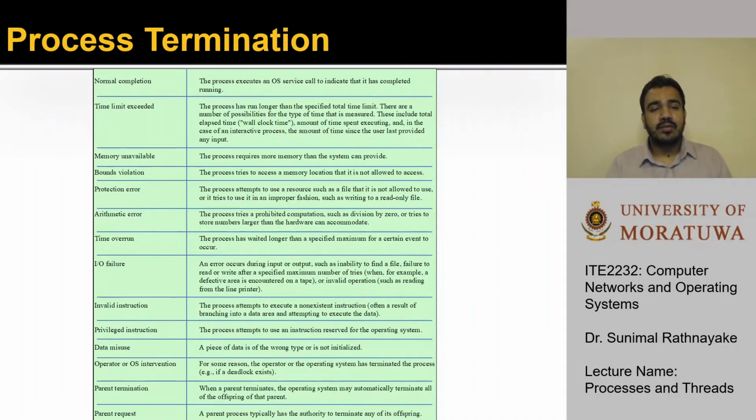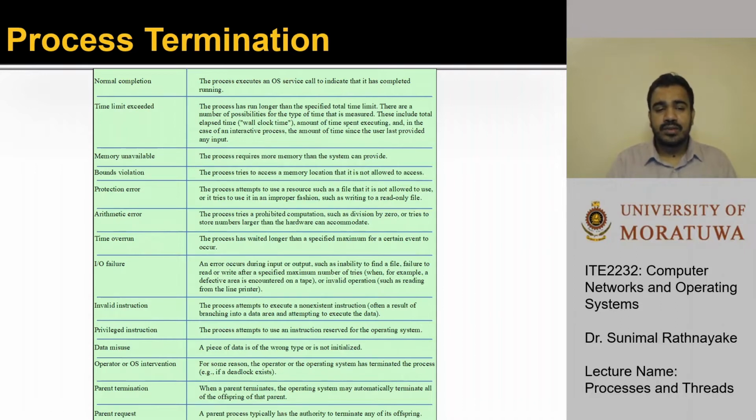Processes can also terminate when there is not sufficient memory available in the system. Also, when there is a boundary violation, where the process tries to access a memory location that it is not allowed to access, the process may be terminated. When there is an error, the process may be terminated. There could be protection errors or arithmetic errors. Then the process can terminate when there's a time overrun: the process has waited longer than the specified maximum period for a certain event to occur. When there's an input-output failure, the process can also terminate.